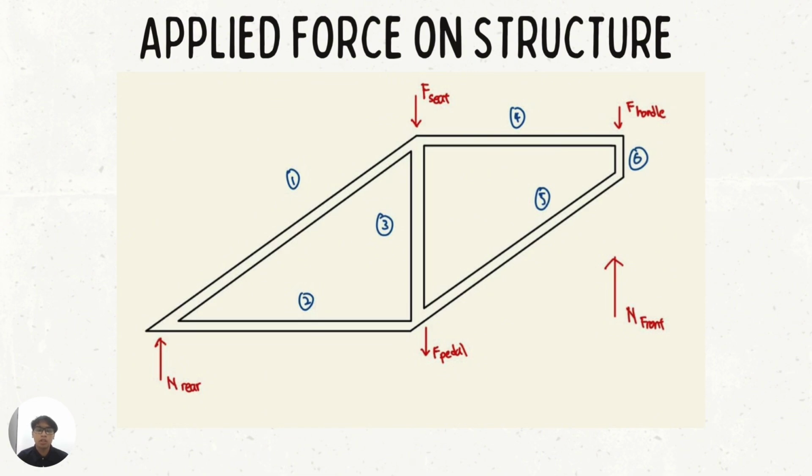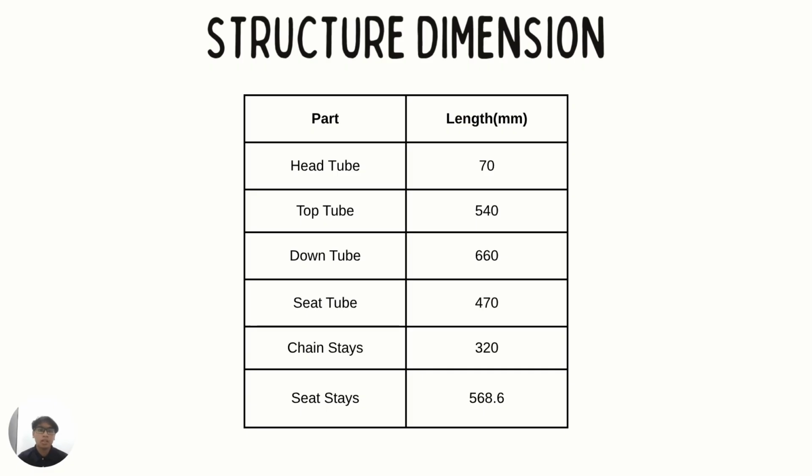For the normal force, we have normal force on the front part of the bicycle frame, and then we have the normal force on the rear part of the bicycle frame. This is our structure dimension.